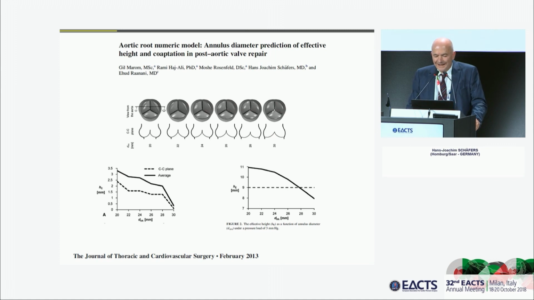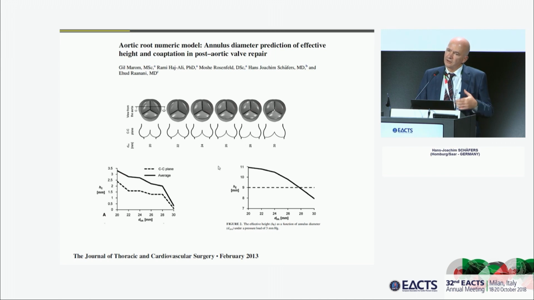Now, does the annulus play a role? This very nice computer simulation study is probably the best evidence that we currently have. In this study, these engineers from Tel Aviv progressively increased annulus size. And as you can see very nicely, the larger the annulus gets, the less coaptation height we have here. And actually, with annular dilatation alone, there appears a small leak here in the center.